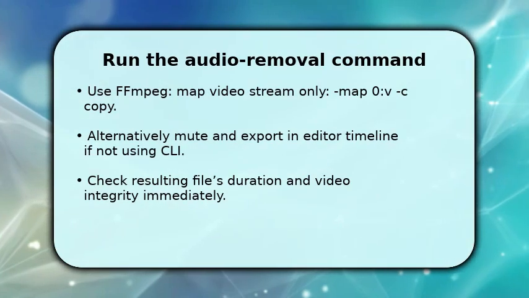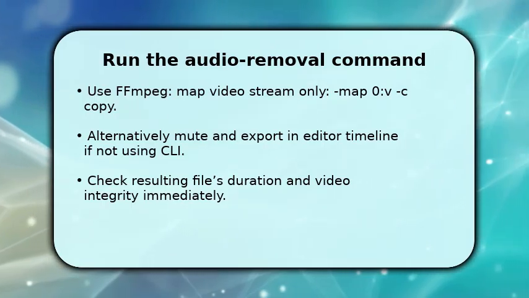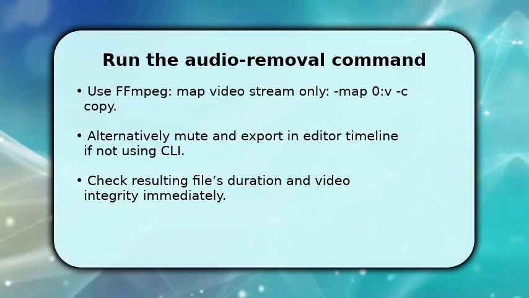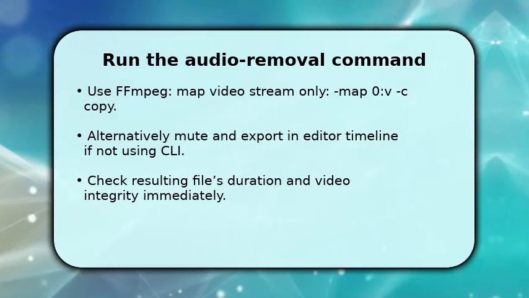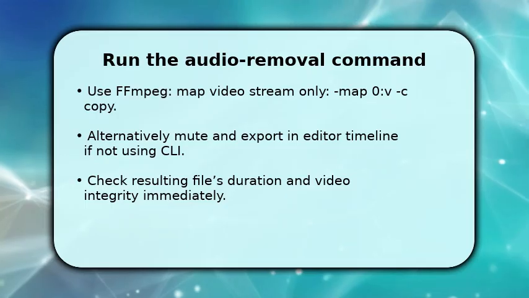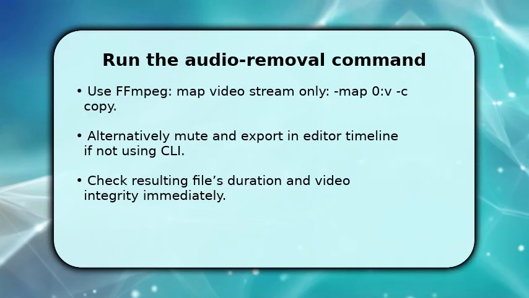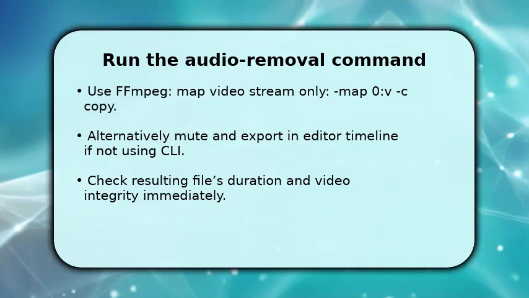Now remove the audio. With FFmpeg, run a single-line command that maps only the video stream and copies it without re-encoding. That preserves quality and is fast. For example, map the video stream, exclude audio, and write to a new file. If you use a visual editor, mute the audio track and export using a lossless or same codec preset.